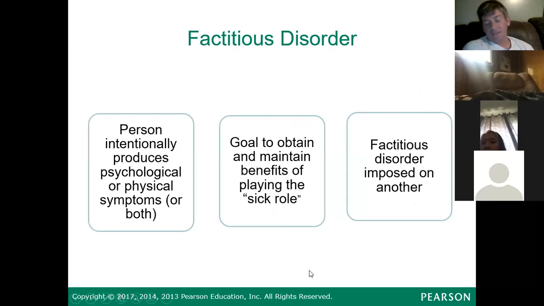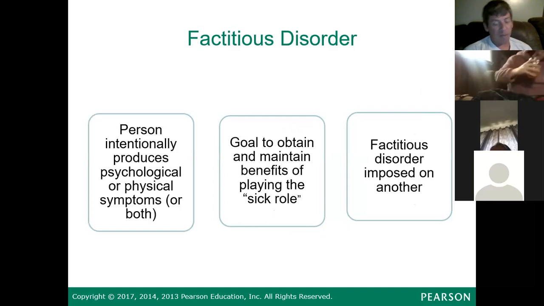Now, you've heard of this before, a factitious disorder. It says the person intentionally produces psychological or physical symptoms or both. The goal is to obtain and maintain benefits of playing the sick role. Factitious disorders can also be imposed onto another. How many of you heard of Munchausen's by proxy?